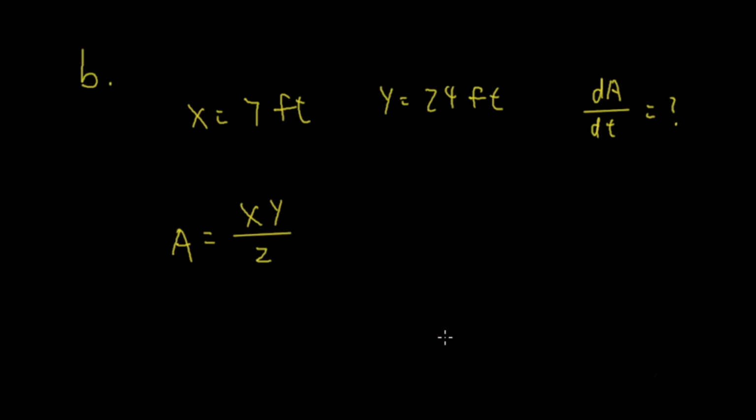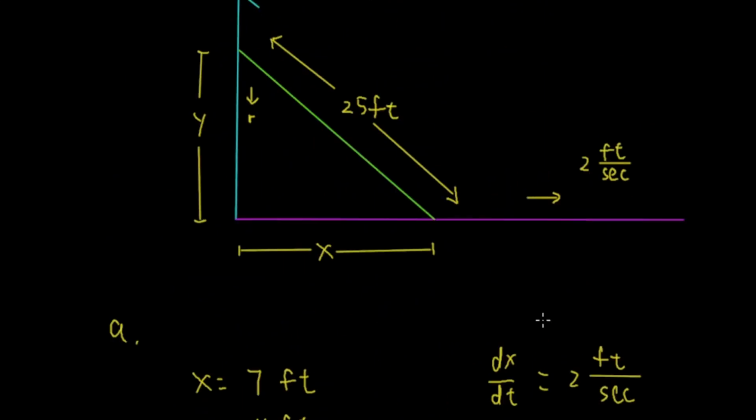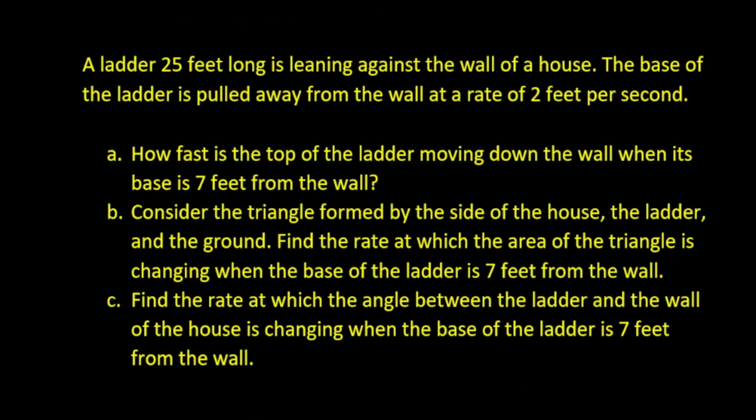Now, looking at this, you know that we're looking for dA over dt, and there's an A here right away. So what do we do next? Right away, we should just take the derivative of both sides with respect to time. Then you get the left side equal to this, and we just have to calculate what the right side is. Let's do this here on this side. So A equals x times y over 2. Now, take the derivative of both sides with respect to t.